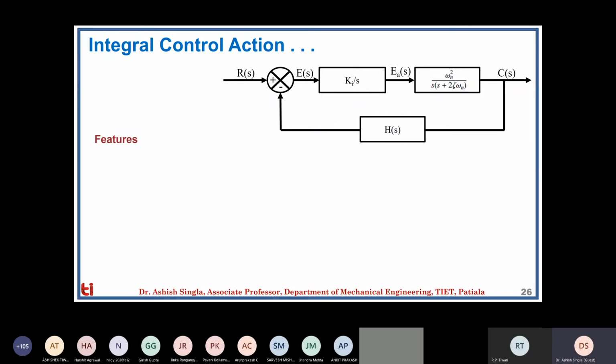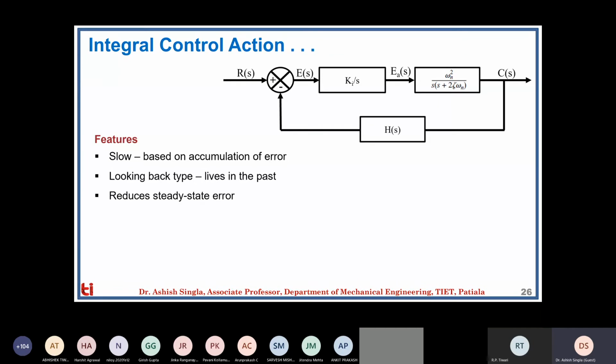And what are the features of integral control action? It's slow. Why is it slow? As I mentioned, it is based on accumulation of the error. It takes care of the error present in the whole system till now. Because it has to take care of the whole error, it's slow in nature. It's a looking-back type. As I mentioned, it lives in the past, because it has to take care of the whole error that has been accumulated. It takes care of the history of the system. And as I mentioned, it increases the type of the system because of 1/s in the denominator, so it reduces the steady state error. And it also counters the static loading. So what do you mean by static loading?